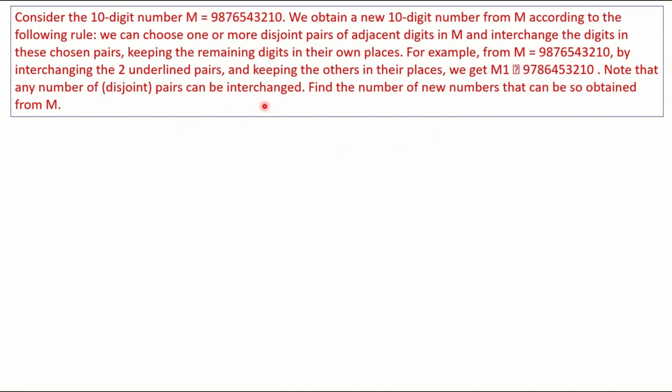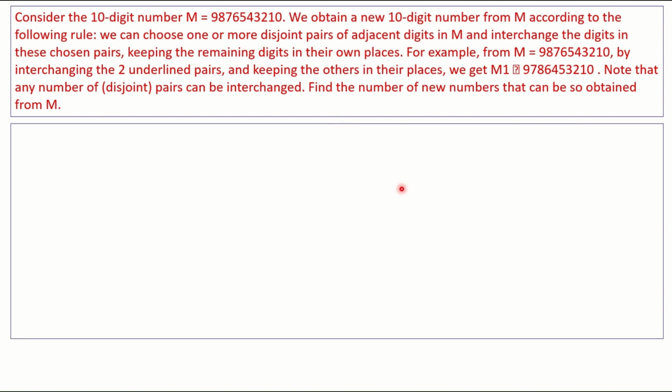Okay. So the question is to find the number of new numbers that can be obtained from this M if you apply the above rules. Okay. So this is simple. This is a simple permutations and combinations problem. We can exchange 10 digits in how many pairs maximum? 1, 2, 3, 4, 5 pairs. That's it. Because with 6 pairs, the total would be 12 digits, and there are only 10. So the maximum you can make is 5 pairs, which you can exchange.